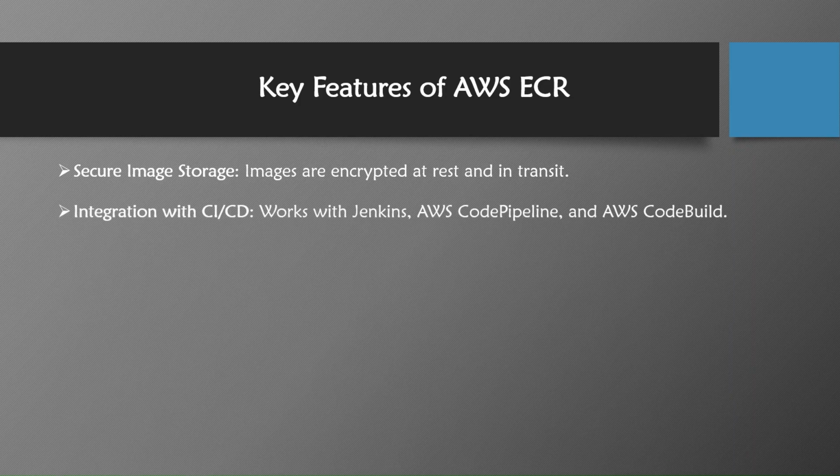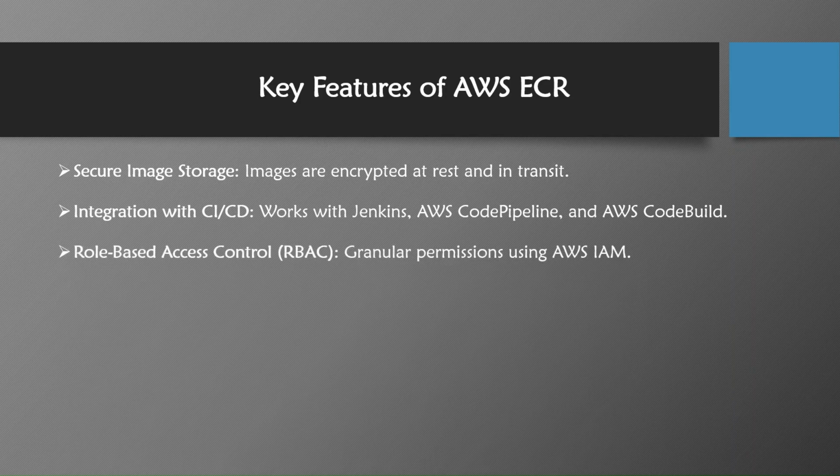Integration with CI/CD: it integrates seamlessly with CI/CD tools like Jenkins, AWS CodePipeline, and CodeBuild. These integrations allow for automated build, test, and deployment of container images. Role-based access control: ECR uses AWS IAM to provide fine-grained permissions. It allows control over who can view, push, or pull container images and ensures secure access.